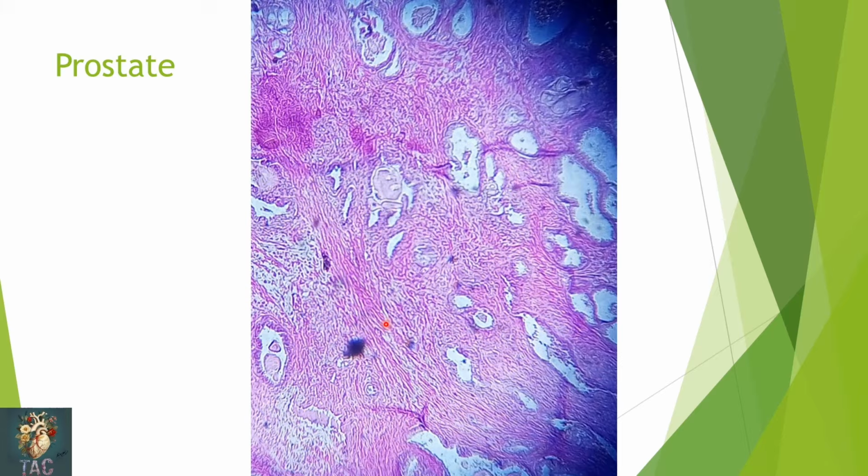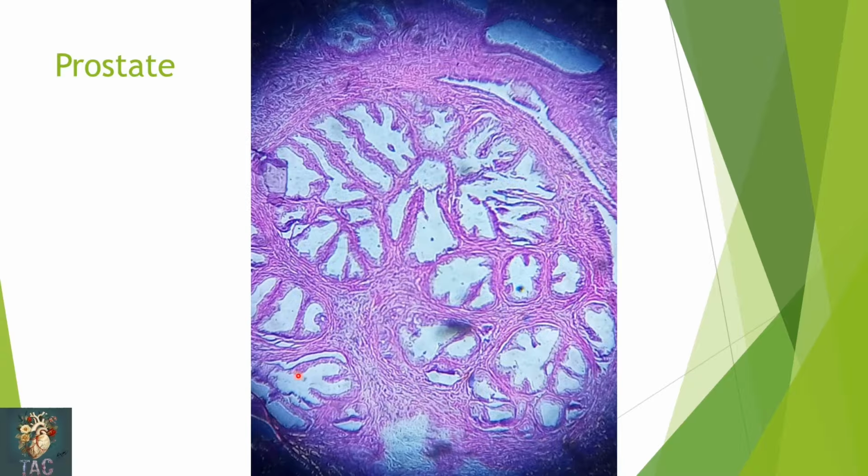You can see a large number of smooth muscles are present in the stroma of the prostate gland. Also you can appreciate prostatic concretions which are present. The epithelium you can also see in this diagram. This is simple columnar in nature.